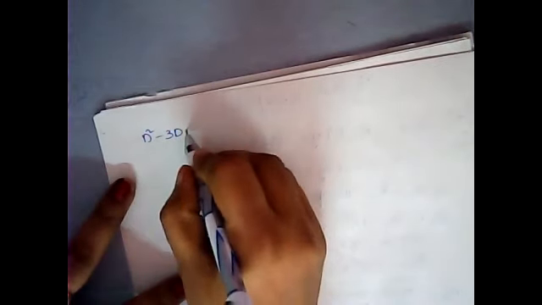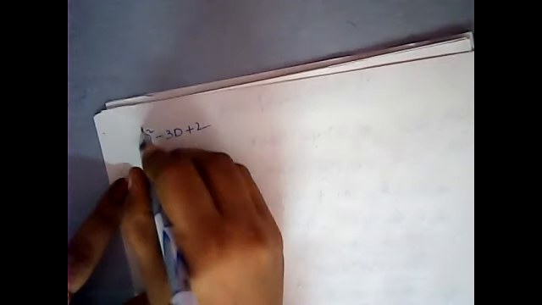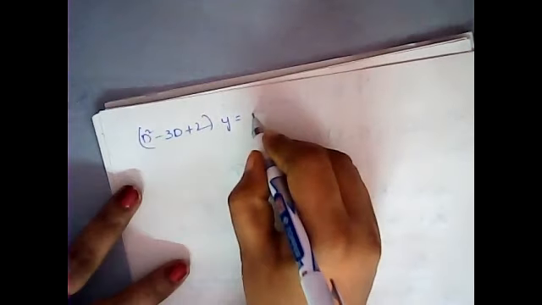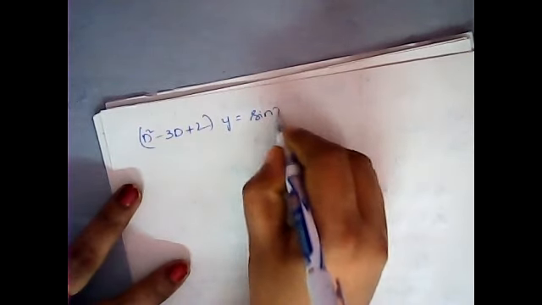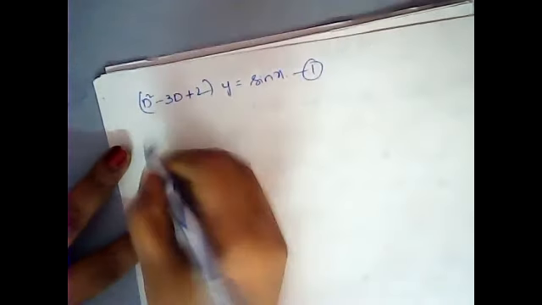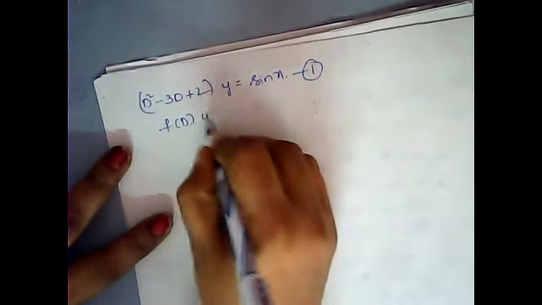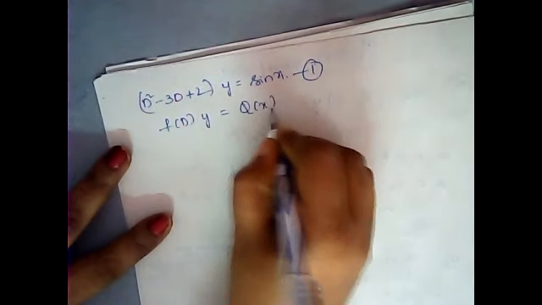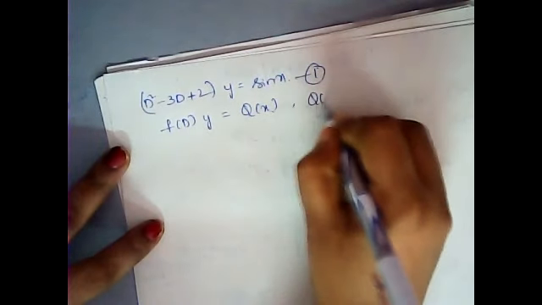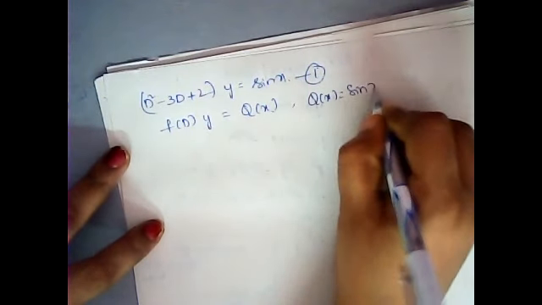Suppose the equation is given to me as (D squared minus 3D plus 2) y equals sine x. So what do I have to do here? First, let us find yc. The given equation is of the form f(D) y equals Q of x, where Q of x is nothing but sine ax, here sine x.